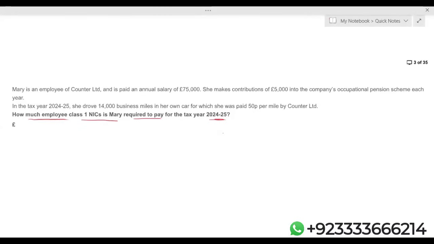Of course, right now you're working for the employer. The employer also pays class 1 employer NIC on cash benefit. So what comes in cash benefit? Salary plus bonus plus the reimbursement amount which is over and above 45 pence per mile. So salary is straightforward. 75,000, of course, a cash benefit. She makes a contribution of 5,000 into the occupational pension plan. That has nothing to do with it.